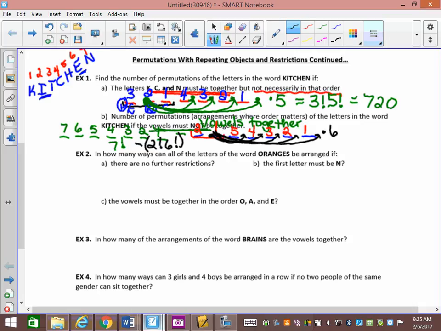$3,600. So there's 3,600 ways that the vowels cannot be together. It's the only way you can do not. If you didn't do it that way, you'd have to like do cases.